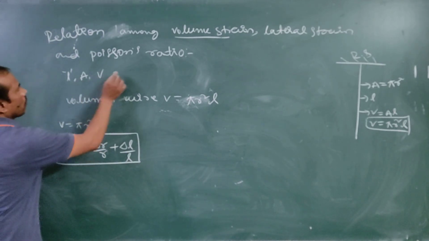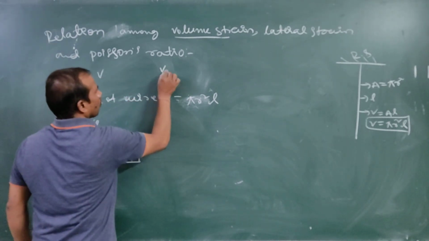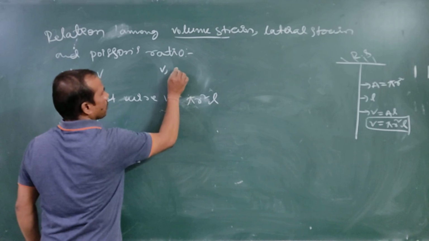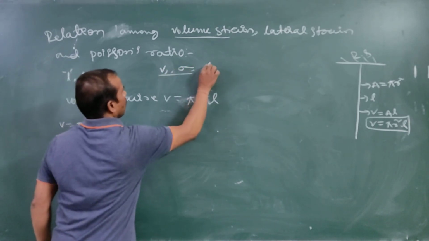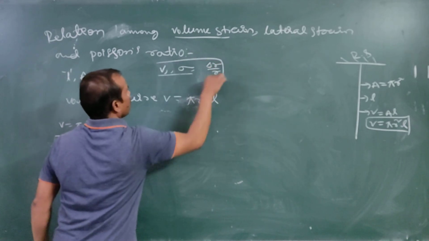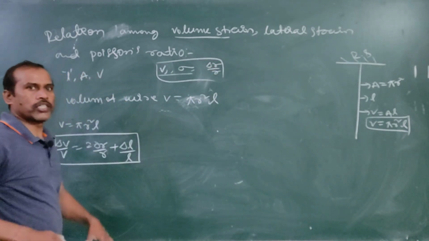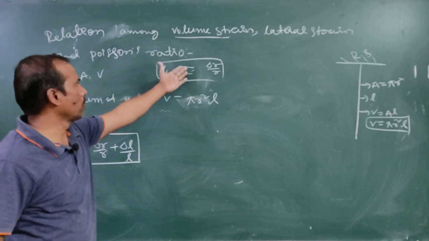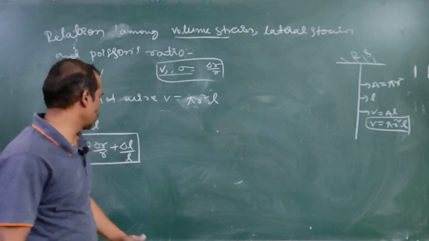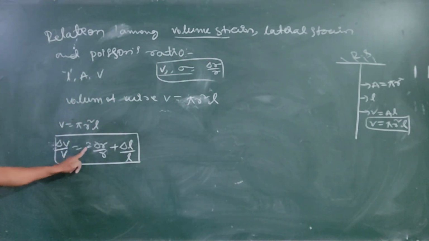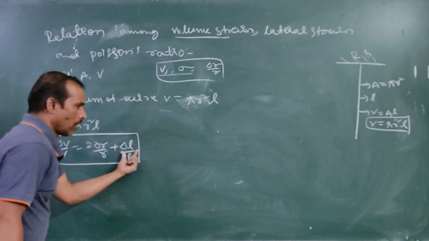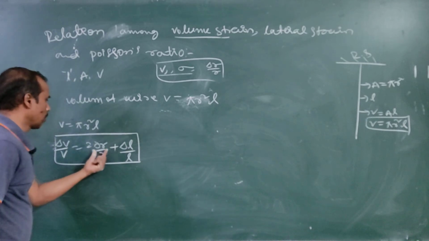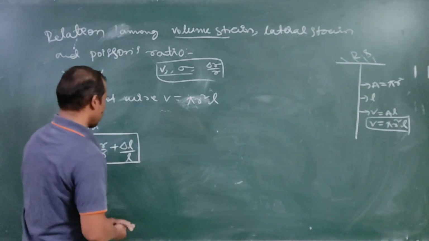Now the relation among volume strain, lateral strain and Poisson ratio. Lateral strain means delta R by R. So delta V by V is equal to 2 delta R by R plus delta L by L. This is the longitudinal strain, and delta R by R, according to the Poisson ratio.